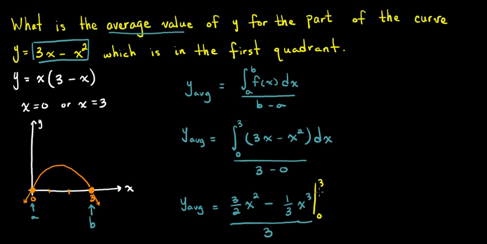Now I'm going to leave it to you to go ahead and plug in the limits. So just remember that you're going to plug in the upper value first and you evaluate it, and then you plug in the second value, the lower limit I should say, and then you subtract and get the difference. Now I'm going to leave that to you to do the arithmetic, and if you do all the work, you should get an answer of 3 over 2. So the average y value for the part of the curve that's in the first quadrant is 3 over 2.